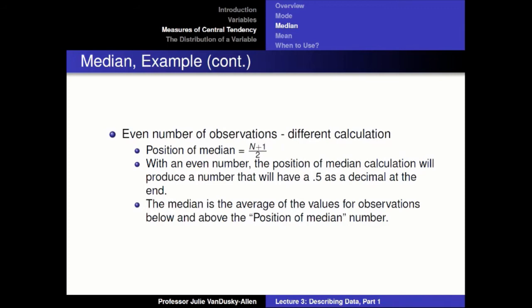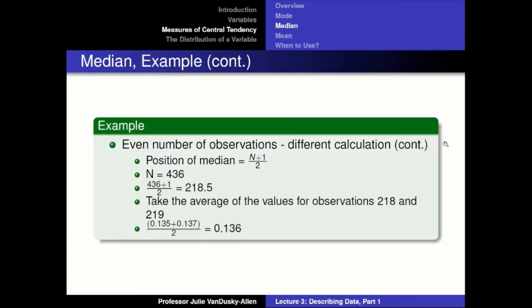I showed you how to find the median for a variable with an odd number of observations. Now I'm going to show you how to find the median for a variable with an even number of observations. With an even number, the calculation for the position of the median will produce a number that will have a 0.5 as a decimal at the end. The median is the average of the values for observations below and above the position of the median number.